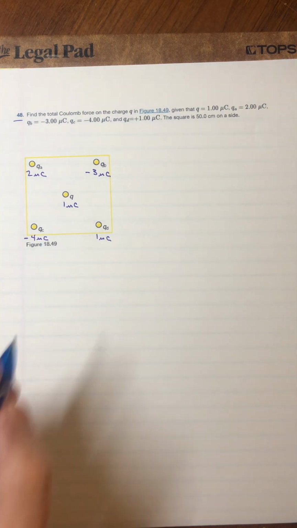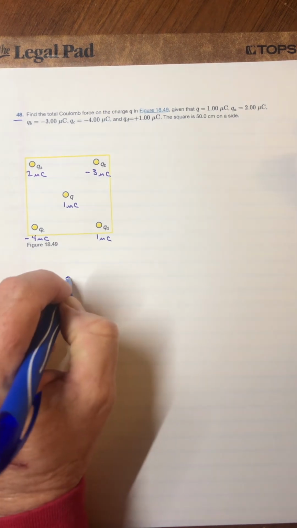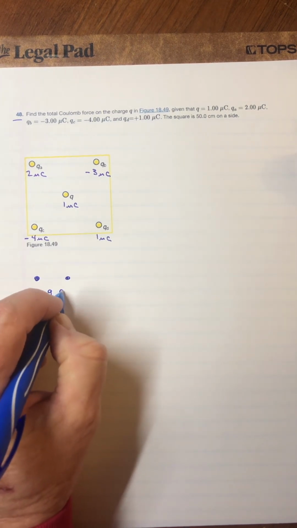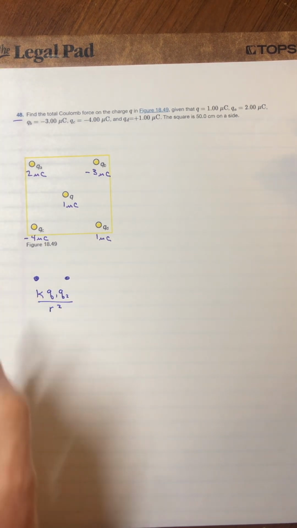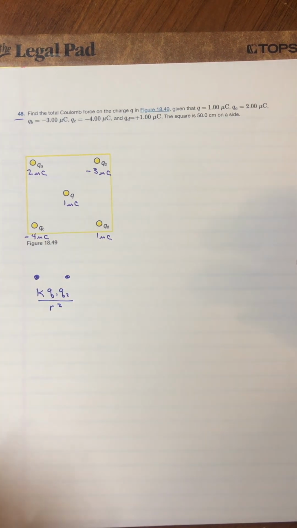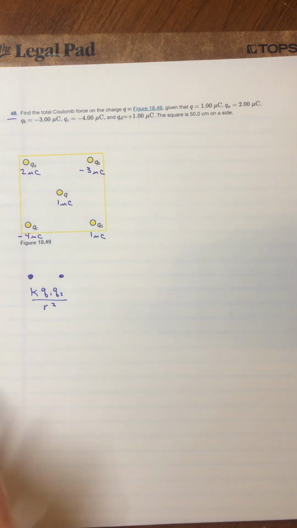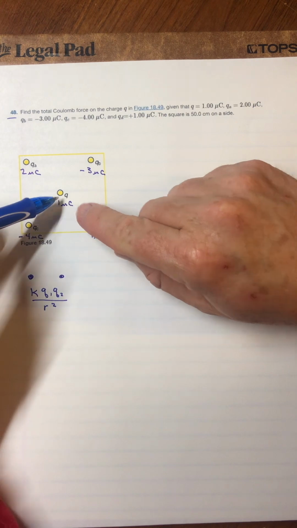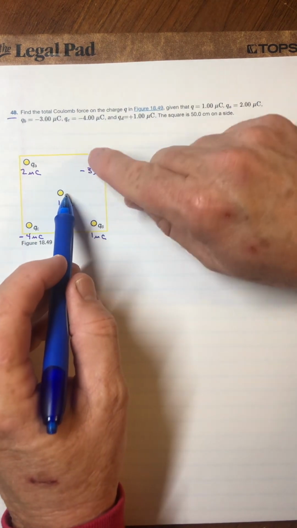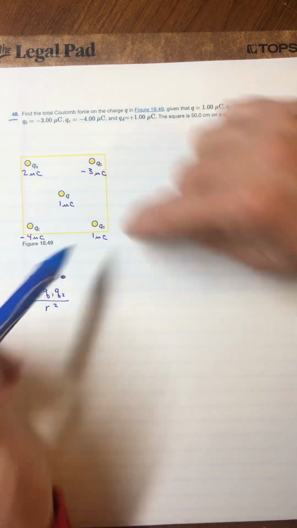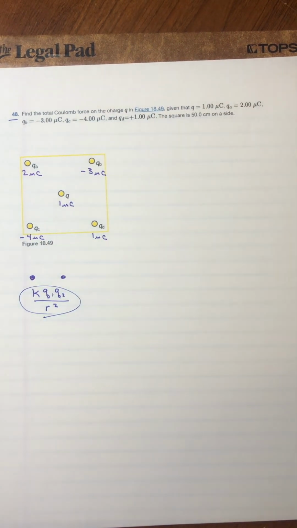Now, if you remember the whole setup of this chapter, Coulomb's law says, what are the forces between all of these? We learned that there was a force between any two charges as K, Q1, Q2 divided by R squared, where these are the two charges and this is the distance between them. And so in this case, we will have pairs like this. We will have Q interacting with A, Q interacting with B, Q interacting with C, and Q interacting with D. So we should have 4 of these.